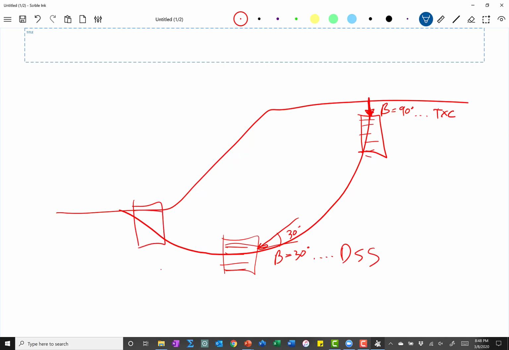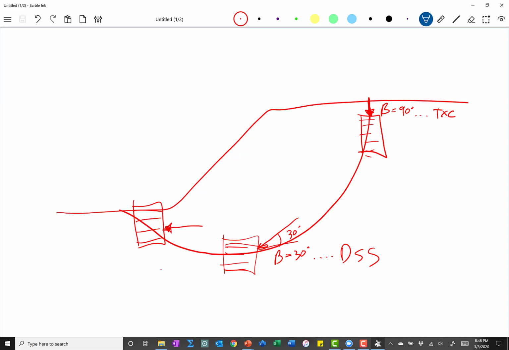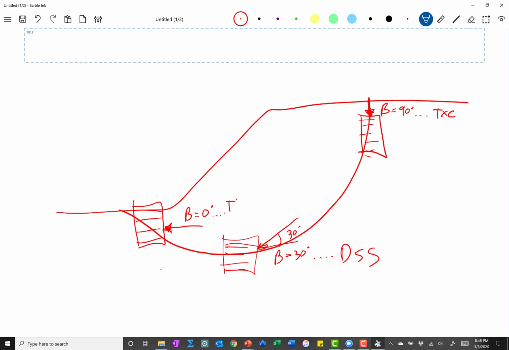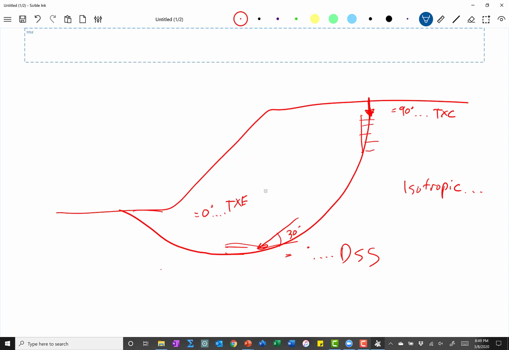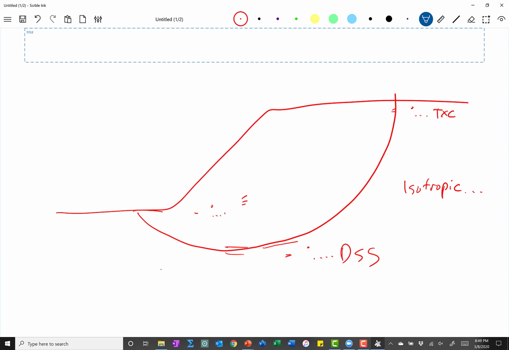And at this instance, where the maximum principal stress or the load is hitting the soil right at an angle of the deposition, so beta equals 0 degrees, the computer is going to call that triaxial extension. It needs to know what shear strengths to apply here, here, and here. If you don't tell it that, it's going to assume isotropic conditions, where it's just going to apply the same shear strength to the entire shear surface.